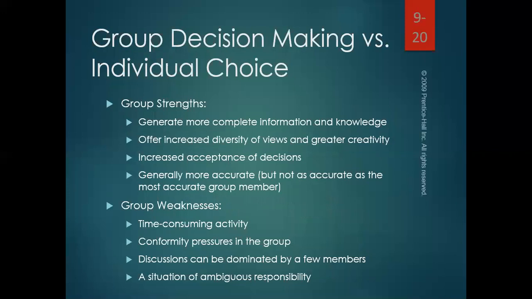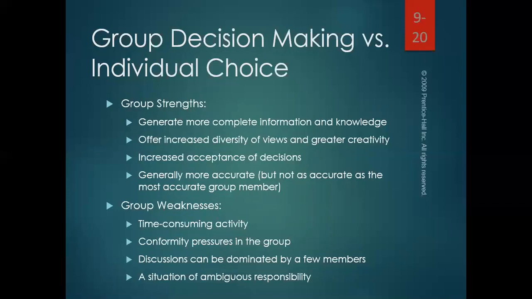Then group strengths: group decision versus individual choice generates more complete information and knowledge, offers increased diversity of views and greater creativity, and increases acceptance of decisions. Group decisions are generally more accurate, but not as accurate as the best individual. So these are the group strengths.